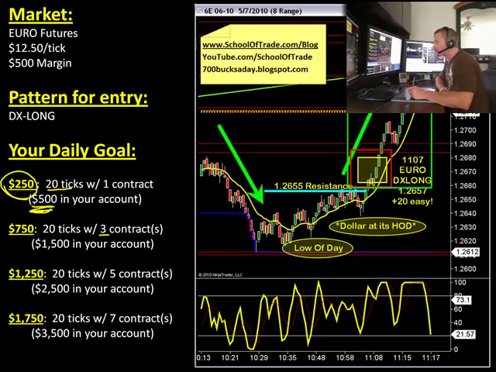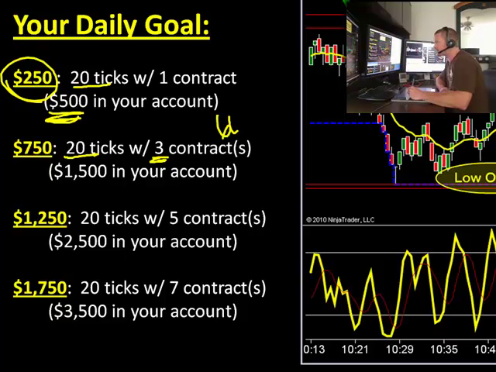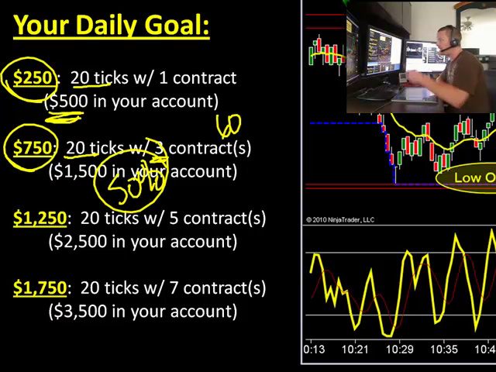Now, what if you had 3 contracts? Well, 20 ticks, of course, that'd be a total of 60 ticks. $12.50 per tick, there's 750 USD. So if you had $1,500 in your account, again, you're making a 50% return on your account with one trade. And it continues. If you had 5 contracts, you made $1,250. If you had 7 contracts, $1,750, guys, a 50% return on a $3,500 account.